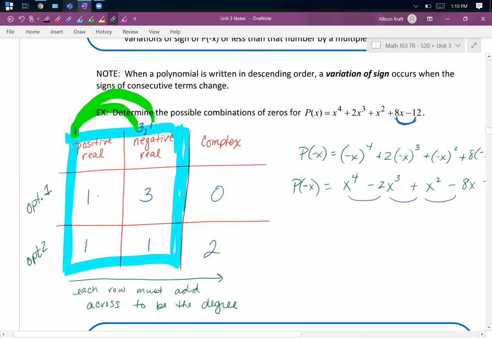If neither of these columns have zeros in them, then I'm going to start with the type of number that has the biggest numbers in that column. So I would start in this example by checking the negative numbers in my list of possible rational zeros, because I could have up to 3 of them, whereas I'm never going to have more than 1 positive.